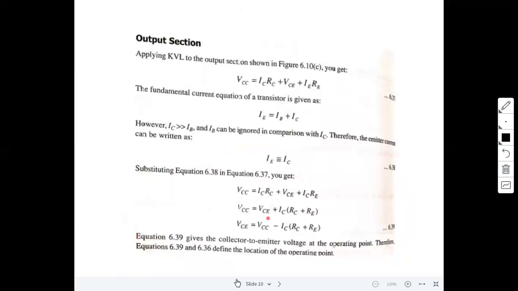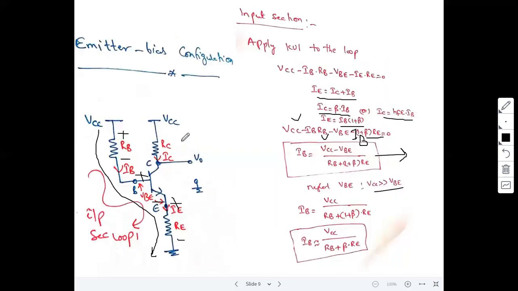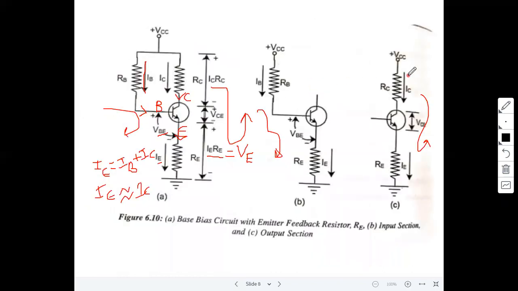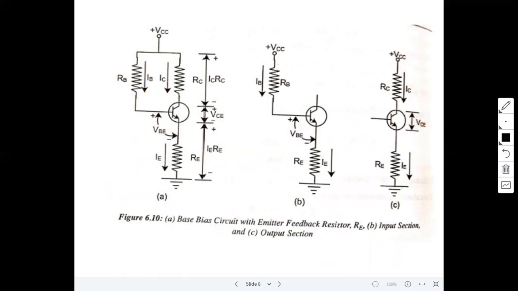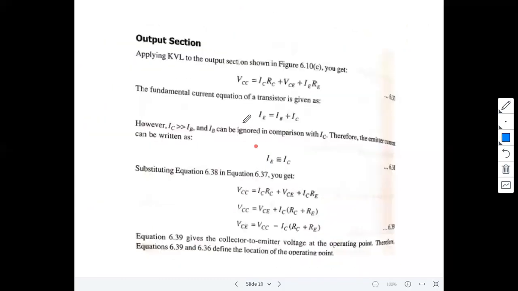Now coming to the output section. Keep in mind this output figure: VCC, a collector resistor RC, VCE between collector and emitter, and an emitter resistor RE. Now we have to apply KVL to this output loop.